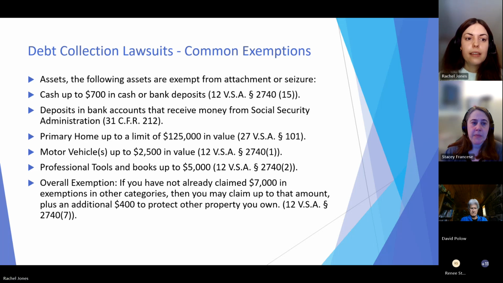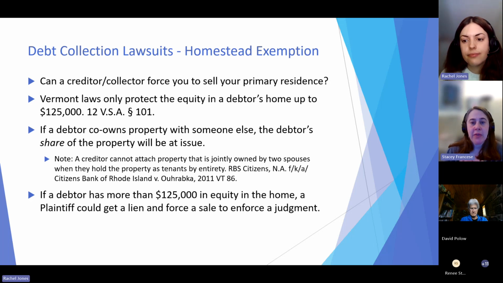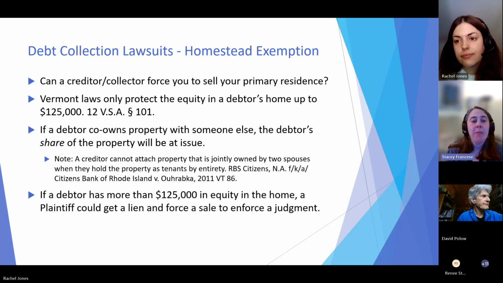And just to add to that, if I own a house with my sibling and I have a judgment against me and my share in the home is 50%, I can only claim 50% of the equity in the home, but I also only get 50% of the exemption. So it's a little tricky when you're calculating that.